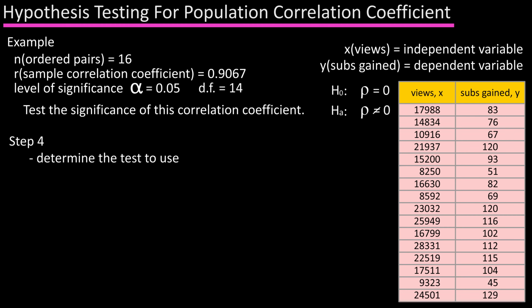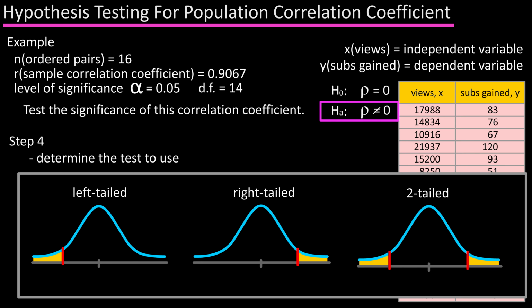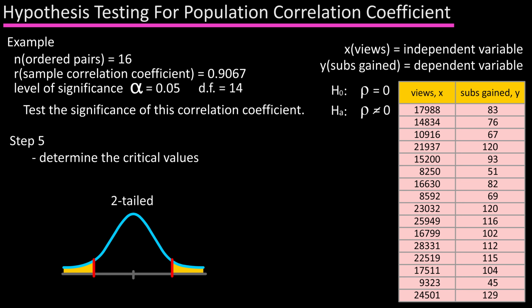Step 4 is to determine the test to use, left-tailed, right-tailed, or two-tailed. And because the alternative hypothesis contains the does not equal inequality, this will be a two-tailed test. Step 5 is to determine the critical values. Graphically, this looks like this, with our critical values, negative t0 and positive t0 here, and both of these shaded areas in the tails being rejection regions.